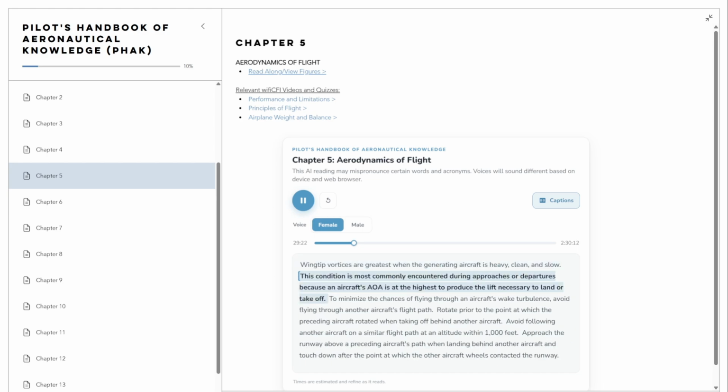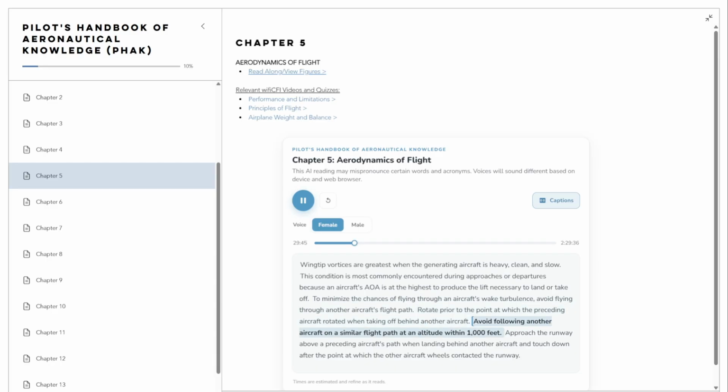This condition is most commonly encountered during approaches or departures because an aircraft's AOA is at the highest to produce the lift necessary to land or take off. To minimize the chances of flying through an aircraft's wake turbulence, avoid flying through another aircraft's flight path. Rotate prior to the point at which the preceding aircraft rotated when taking off behind another aircraft.